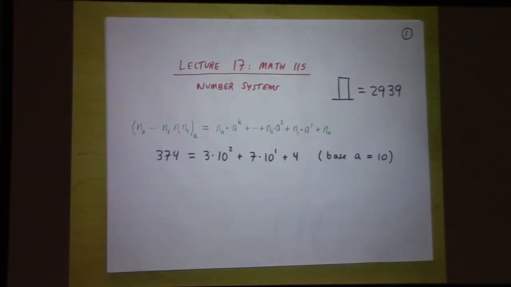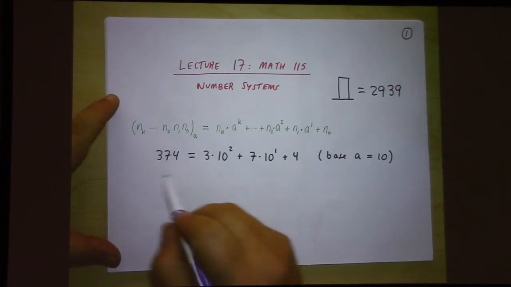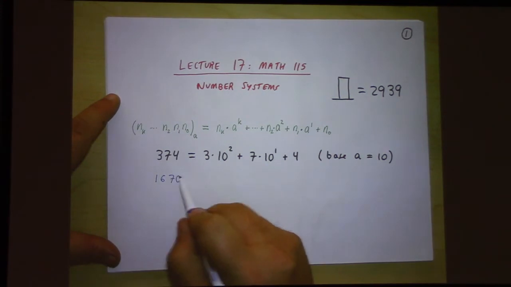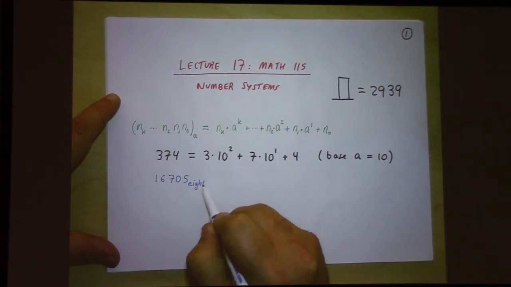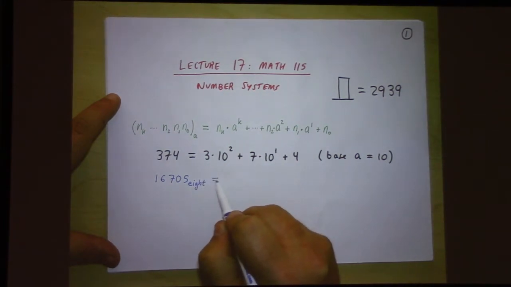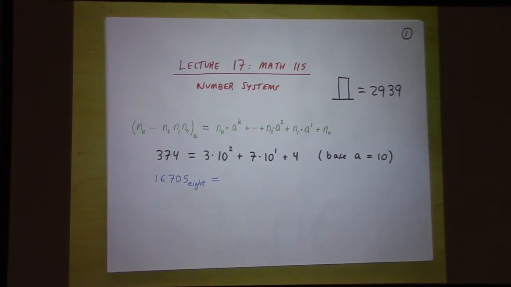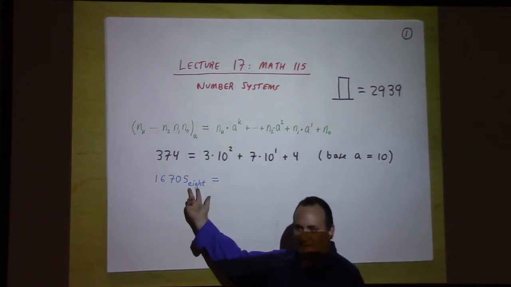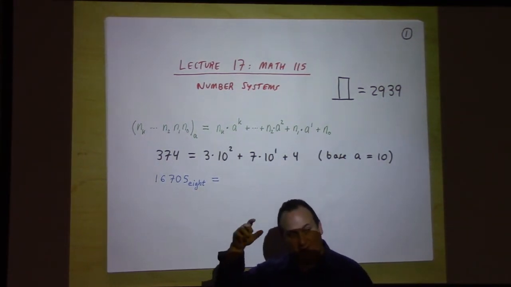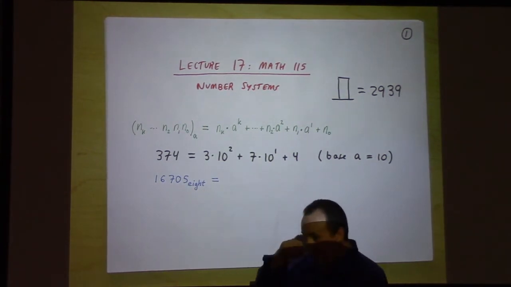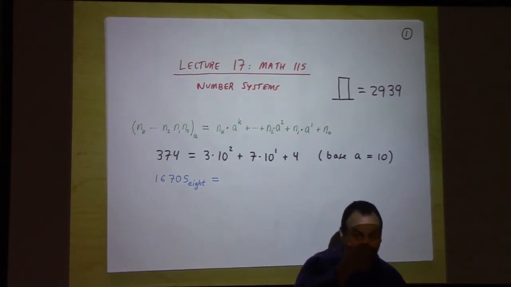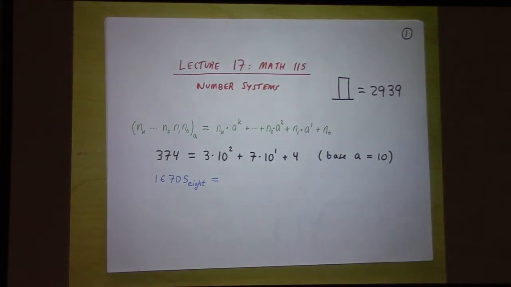Another example would be something like 1, 6, 7, 0, 5, and for reasons I don't entirely understand, your textbook insists on writing out the word for the base. I think they do it just to grab your attention and say, hey, something weird's going on here. So they just write out the number 8 like that. I've never seen that anywhere except your textbook, but fine, it's nice.